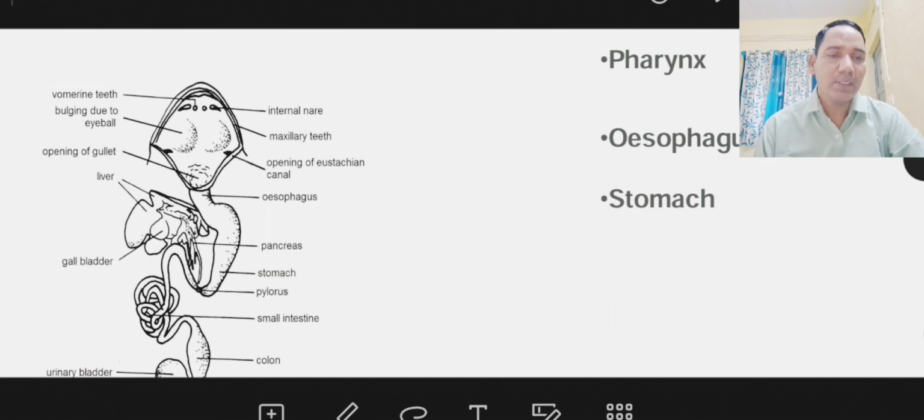Hydrochloric acid is secreted by unicellular oxyntic glands. The pyloric end of the stomach is narrowed, and it opens into the small intestine, sealed by a circular ring-like muscle, the sphincter, which regulates the food passage from the stomach to the intestine.